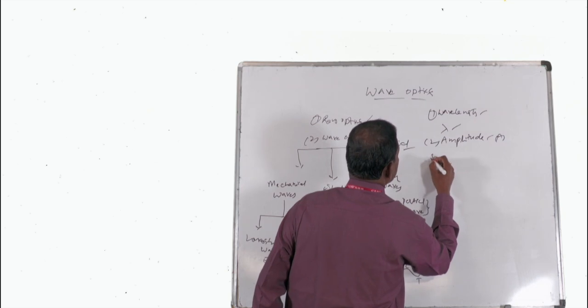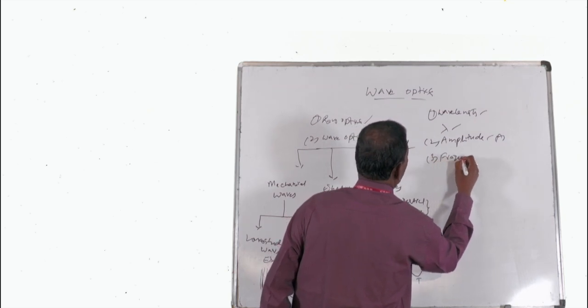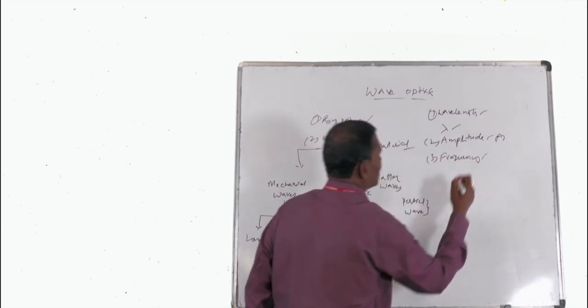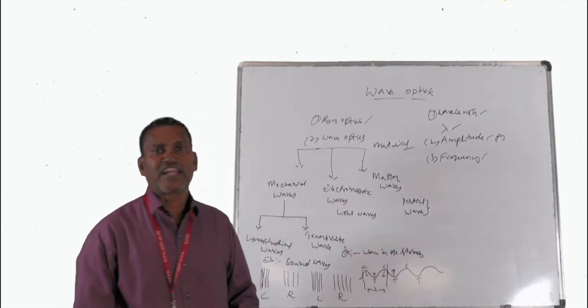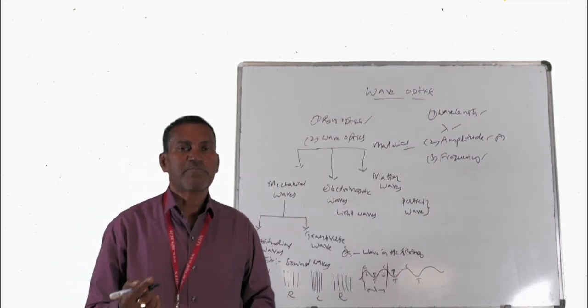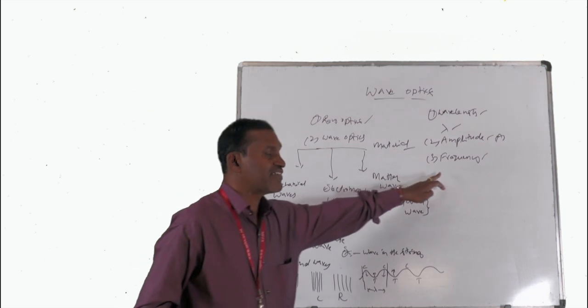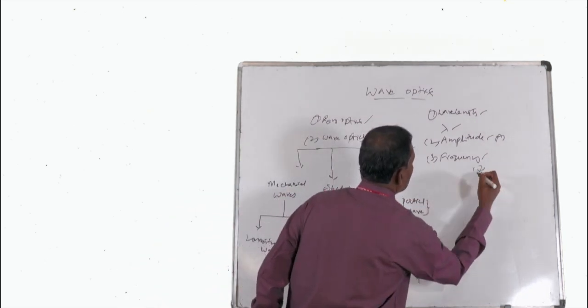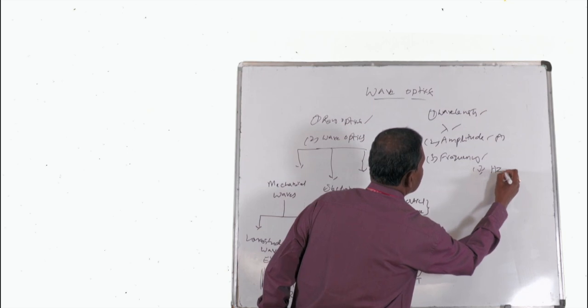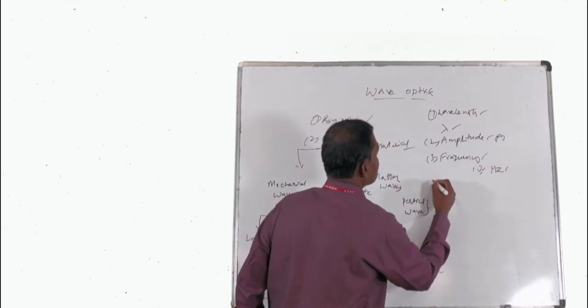The next one is frequency. How can you define frequency? Frequency means the number of vibrations per second. It is represented with nu. The unit is hertz.